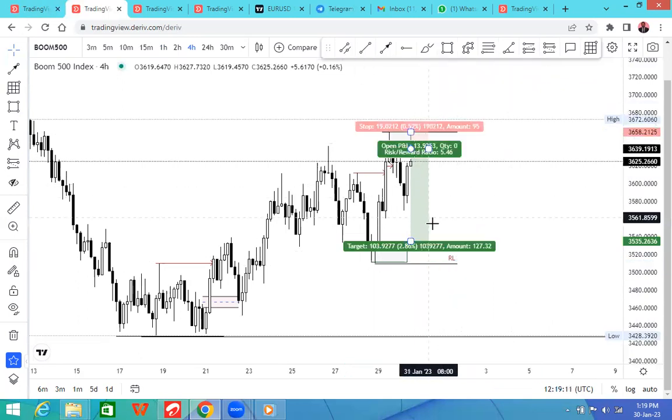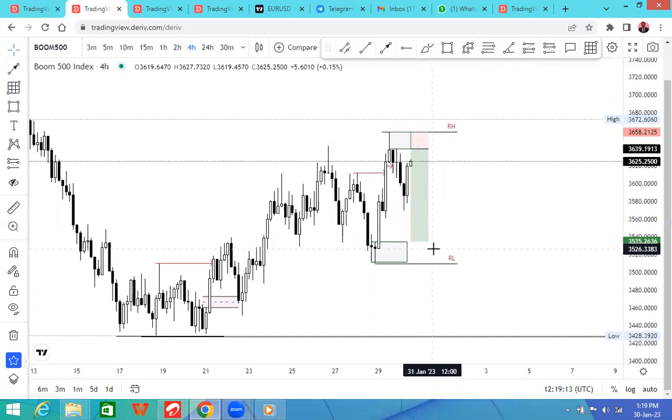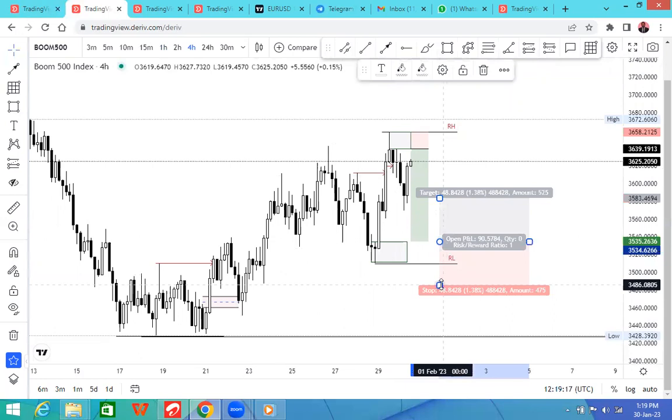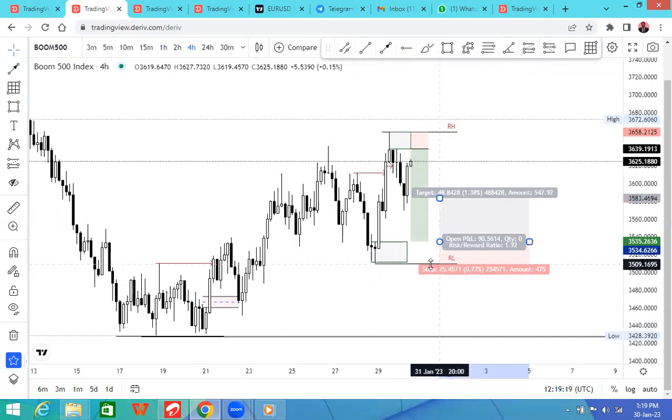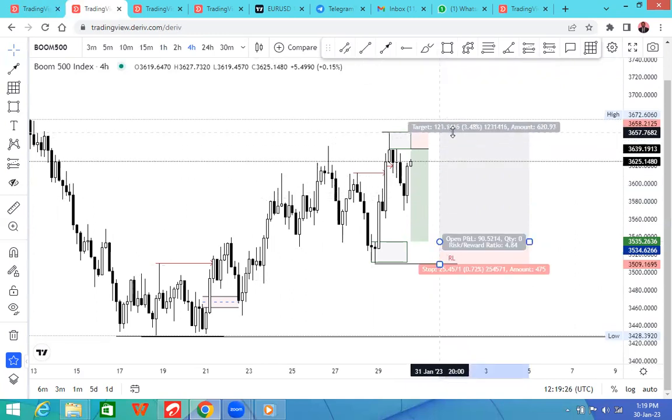So I can sell from here and then I would love to buy from here. Yeah, I would love to buy from here. How many pips is this? This is a 25 pips stop loss. That's fine. That's okay, so long as it is within my risk and trade management.